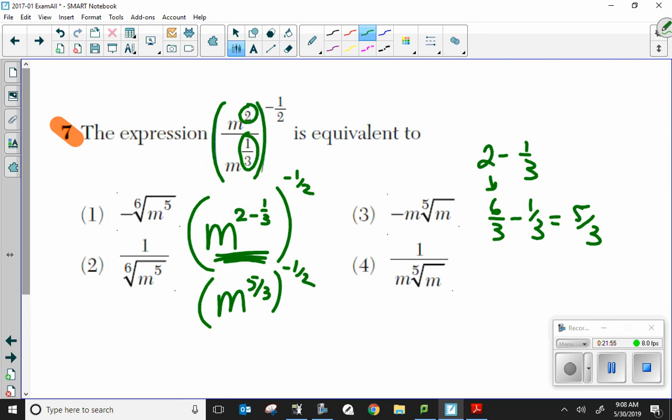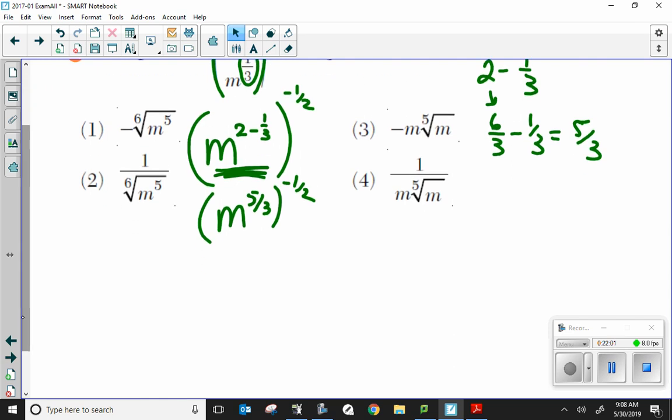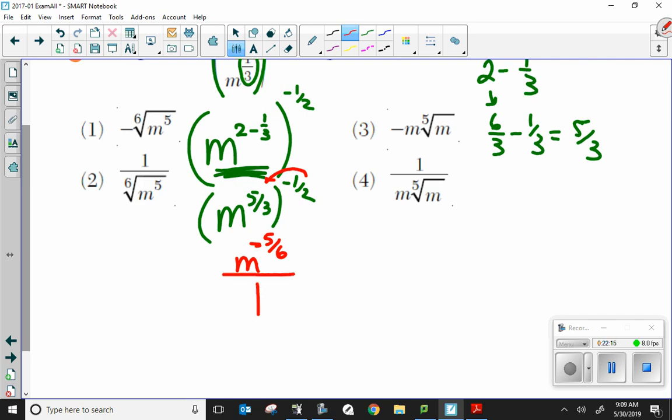Now let's apply our negative 1/2 on the outside. All right. When I have an exponent raised to an exponent, I multiply. So that's m, positive times a negative is negative, 5/6. All right. Now, anytime I have a negative exponent, I need to flip it, which means I have 1 over m to the 5/6.